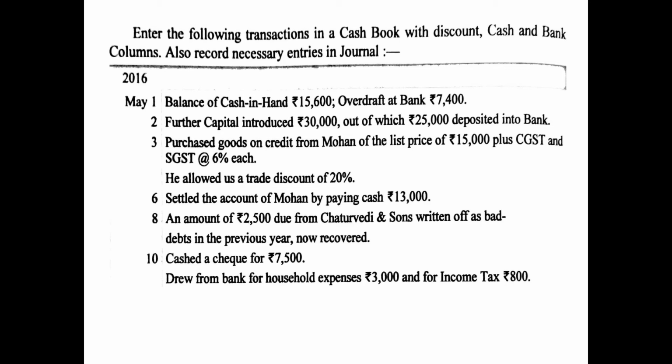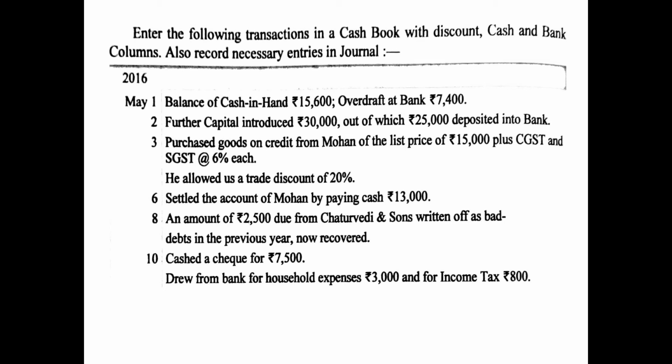7,400 will be shown in the bank column. Then May 2nd, further capital introduced rupees 30,000, out of which 25,000 is deposited into bank. So what is happening? The proprietor is introducing further capital. He is bringing more money, totality 30,000, out of which 25,000 is being deposited into bank. That means the remaining 5,000 is coming in cash.